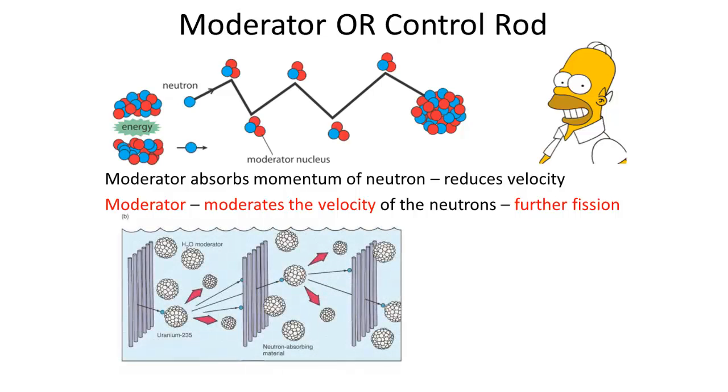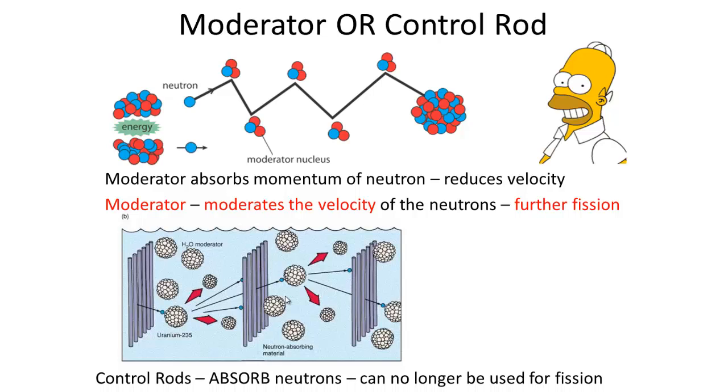On the other hand, you have the control rods. What you see here is that when the nucleus splits, 3 neutrons are emitted, but the control rods actually absorb 2 of the neutrons. So that controls the rate at which the energy is produced. So those neutrons that were absorbed can no longer be used for fission. So you can basically control the power production.